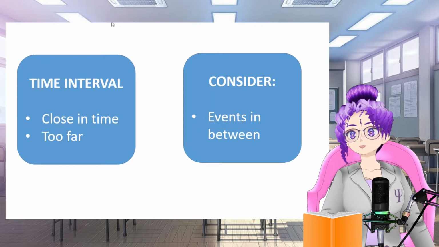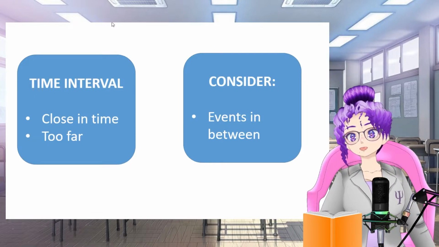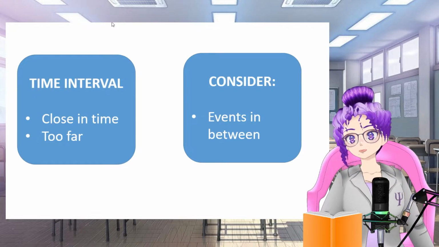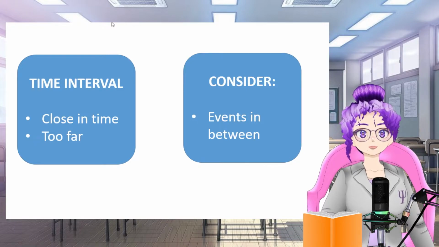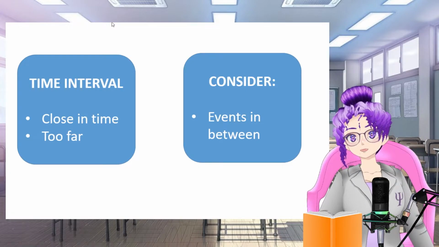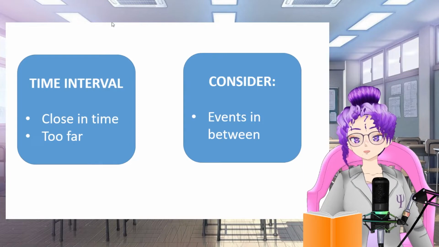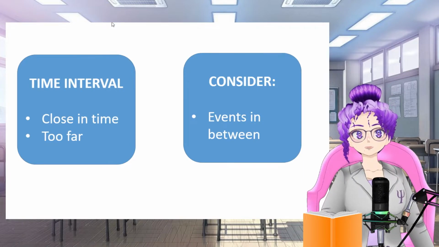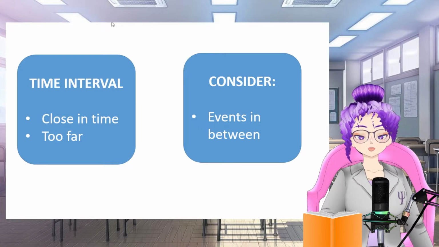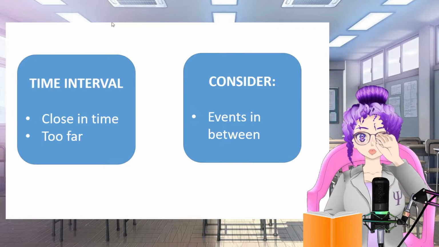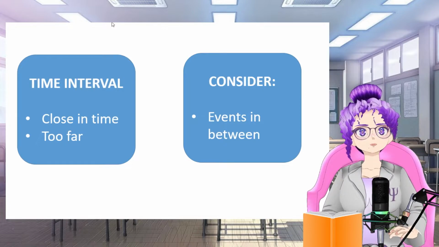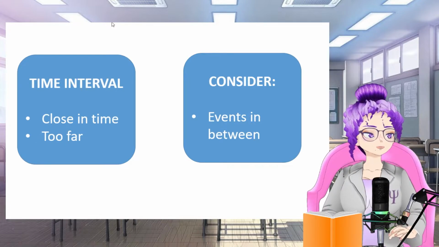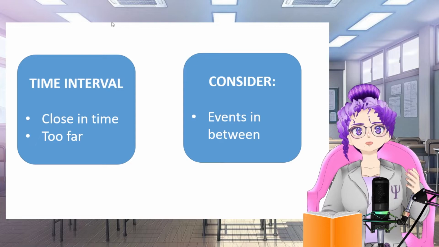Again, in the time sampling method, we must consider the time interval. The administration of the test must not be too close or too far, or else the correlation coefficient will become lower. Of course, consider the events in between, or the intervention that happened between administrations.